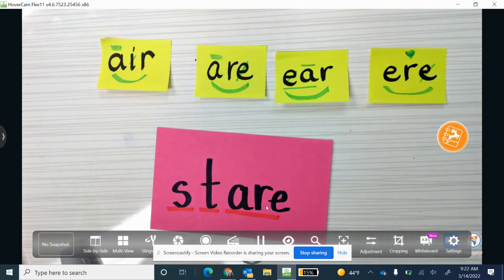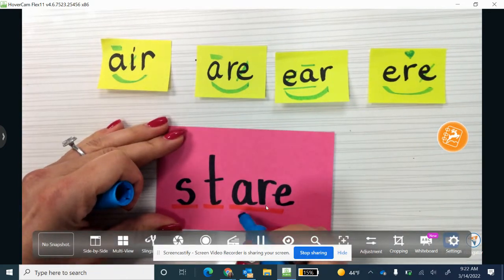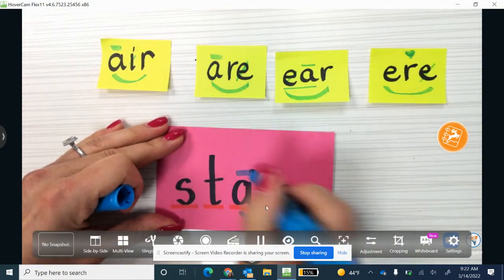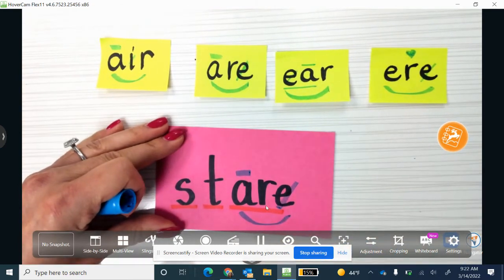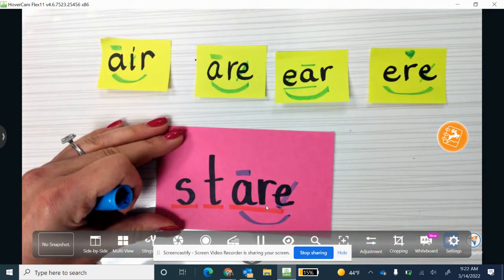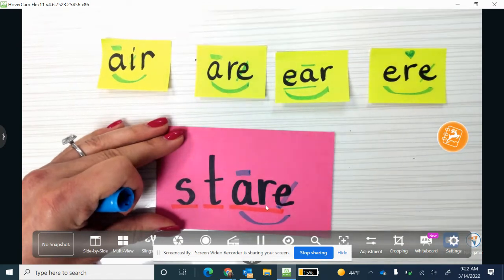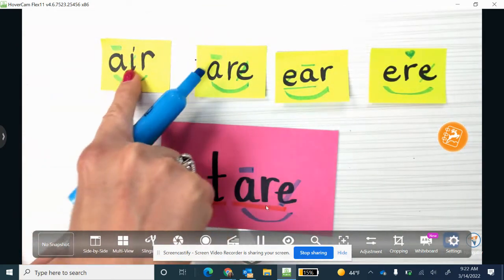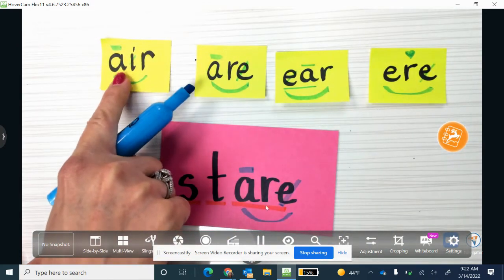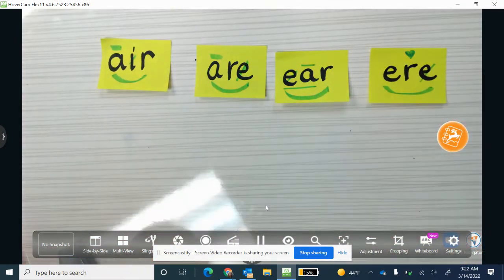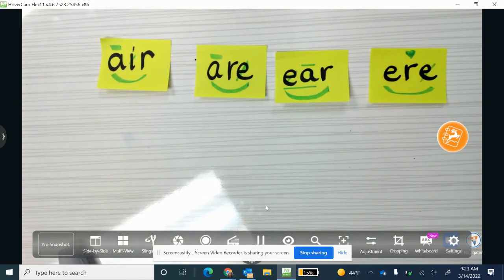Does anybody know of another type of stare? If you think about it, we usually use it in the plural form. Stairs, when you're walking up the stairs. Yep. That one is spelled like this spelling pattern. So we call those homophones. They sound alike but are spelled differently.